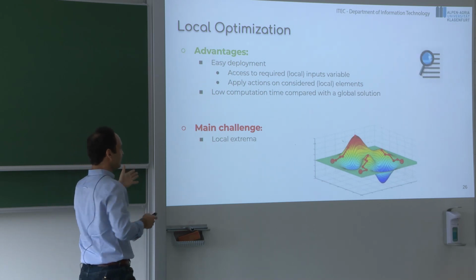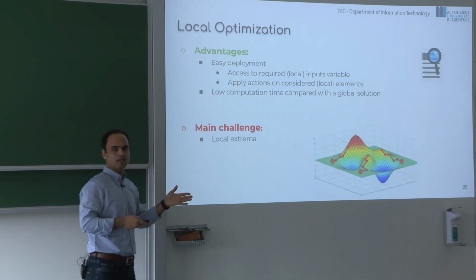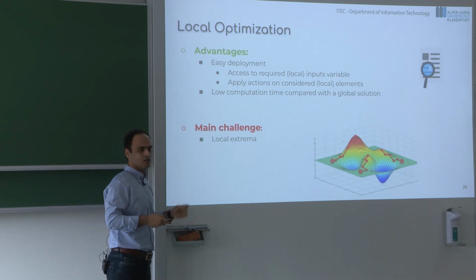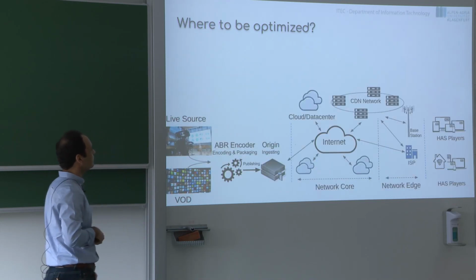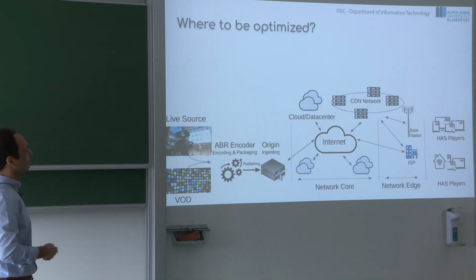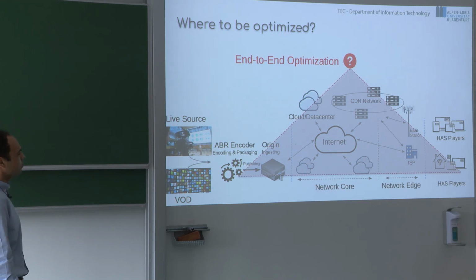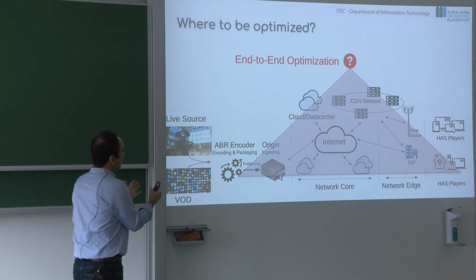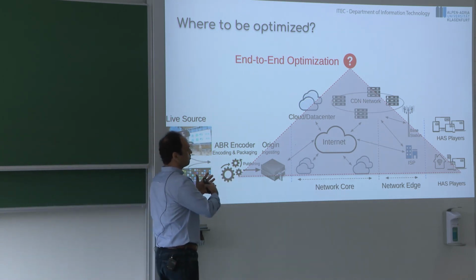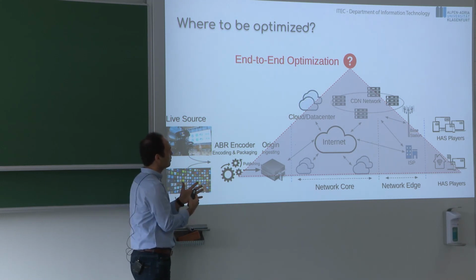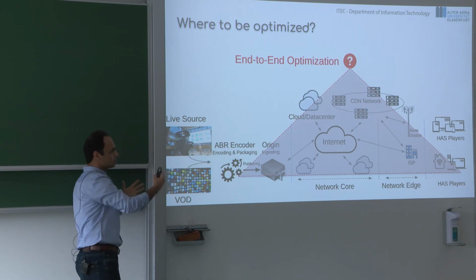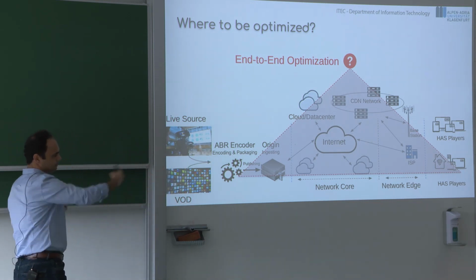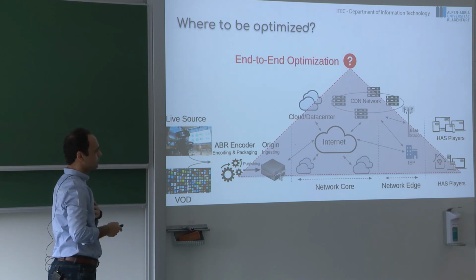But the main challenge here is the local extrema, that maybe it is just a local optimization, not the global one. So we need to consider a bigger box over all the equipment, end-to-end optimization. If we want to propose something about end-to-end optimization, we need to consider different variable parameters from all elements on the path from the origin to the client, and it's very difficult.